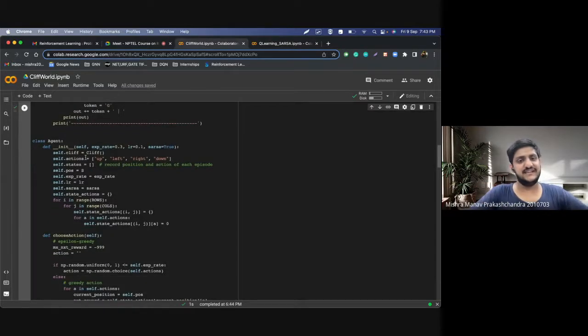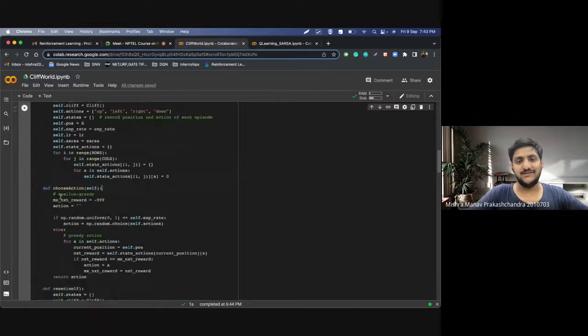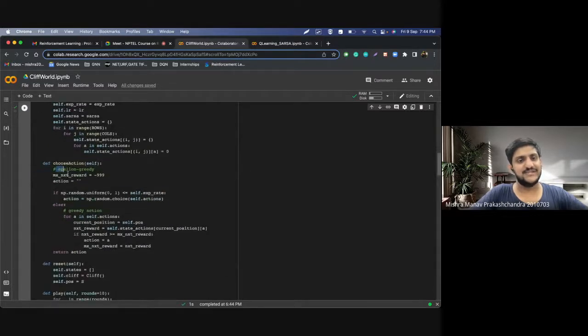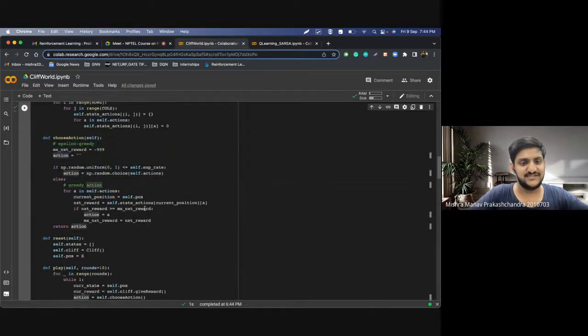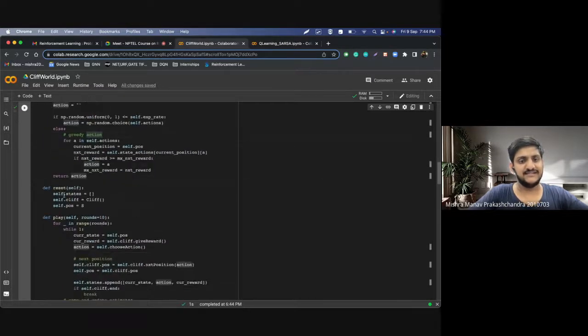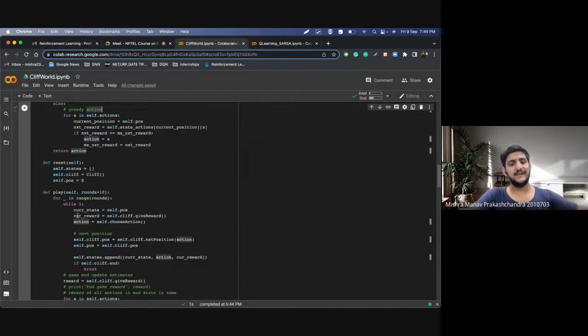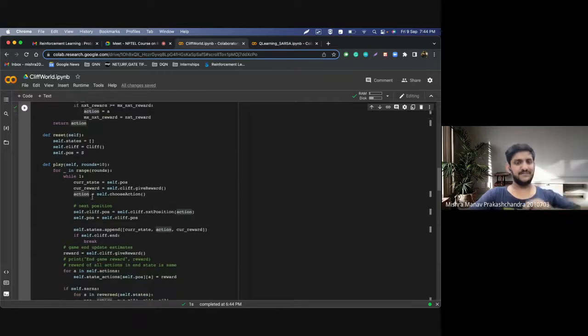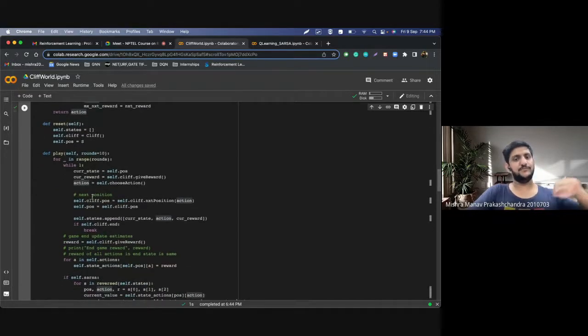The agent has the set of actions: up, left, right, down. States records the position and action of each episode. You have different parameters, and you have choose action. Here we are using a simple epsilon greedy strategy for choosing actions, and this is reset. Reset brings my agent back to the start state. Play is basically the game that you're playing.